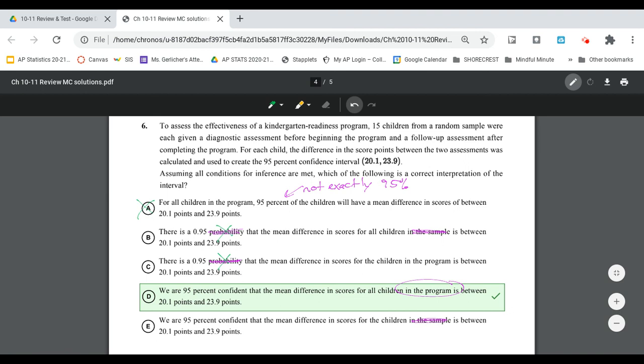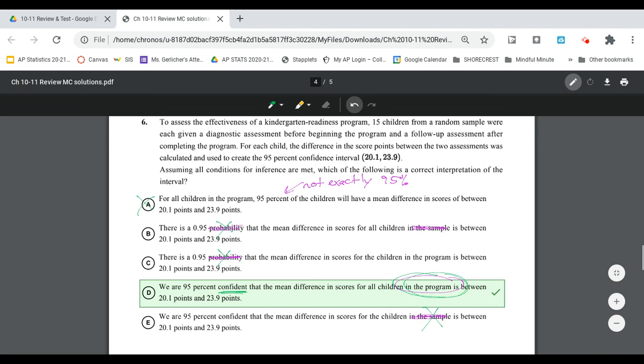So avoid probability words. Probability would be bad. Chance would be bad. So just use the sentence stem we're used to. We are 95% confident. That's the better word. And then the difference between D and E is, again, let's not use the word hypothesis, but we're making a guess. We're making an estimate about the population. So the program talks about the population. The sample is not about the population. It's about the particular sample.